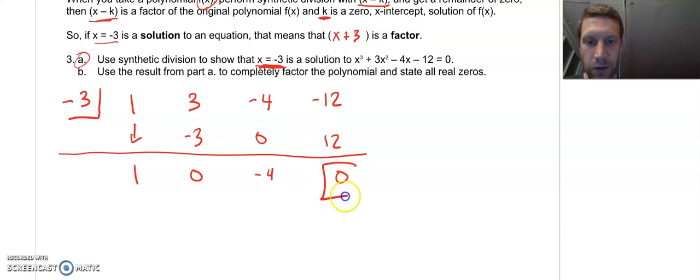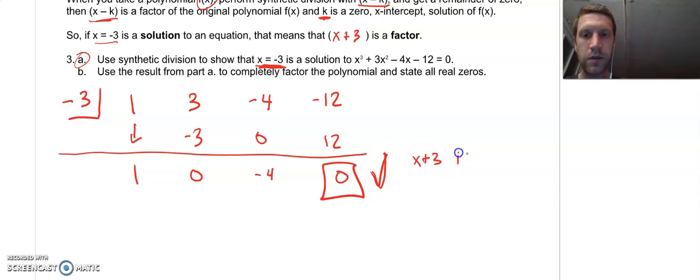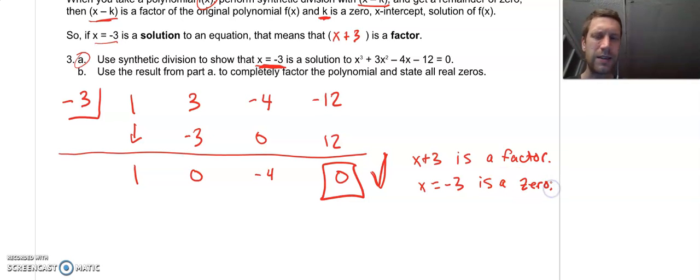Okay, so when you get a 0 as a remainder, I like to put a little check mark there. It means there's no remainder, and whatever you divided by, x plus 3, is a factor. So let's see. This proves x plus 3 is a factor. Okay, x equals -3 is a 0. That's kind of a different way to say the same thing.